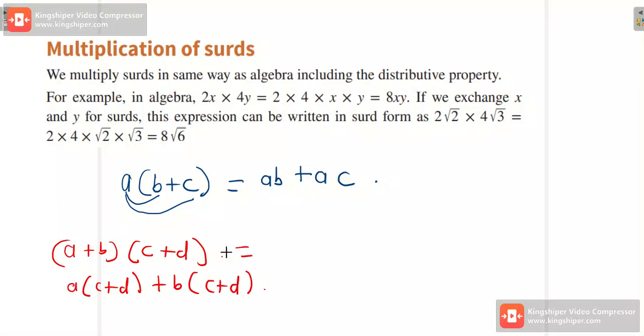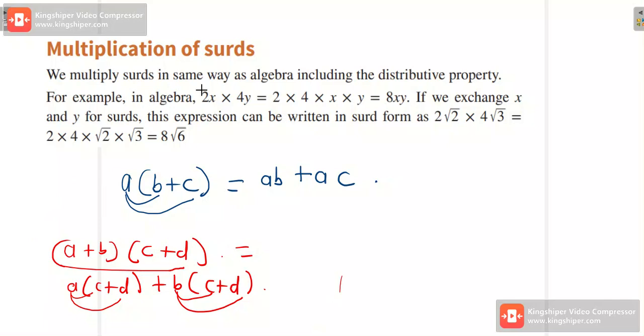And this is the distributive property. So A, you distribute A, that is, multiplication is going to be distributive over addition. So A multiplies C and also multiplies D, then the same thing happens for the other term, and that becomes the expansion of this binomial using the distributive property. So this same concept that we built under algebra will be used here under surds.